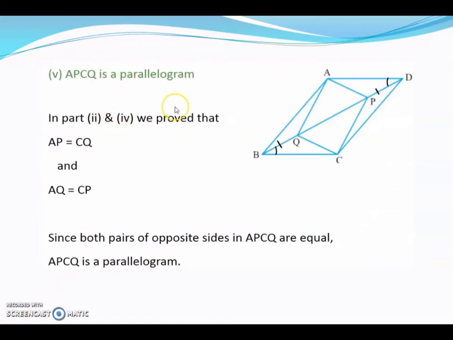Now the next part is to prove APCQ is a parallelogram. That is this one. APCQ is a parallelogram. Now in earlier parts we have already proved AP and CQ are equal and AQ and CP are equal. This we have already proved in the second and fourth parts. So if both pairs of opposite sides are equal, then the quadrilateral is a parallelogram. So therefore APCQ will be a parallelogram.